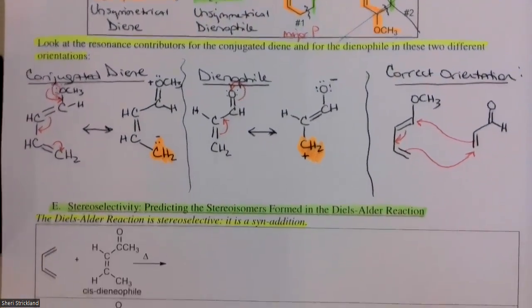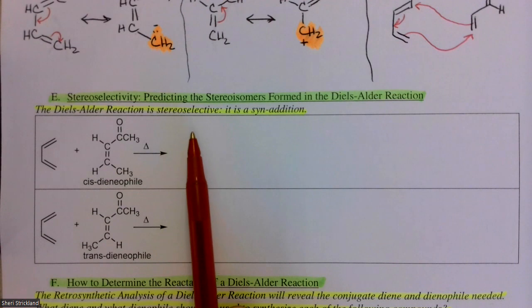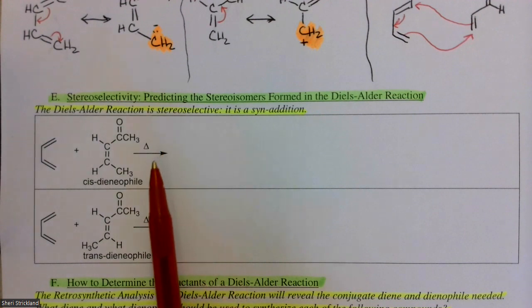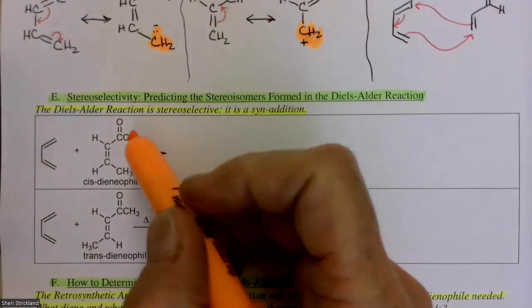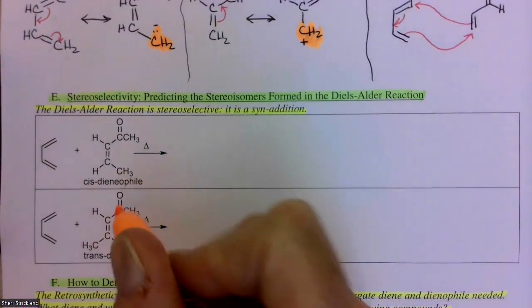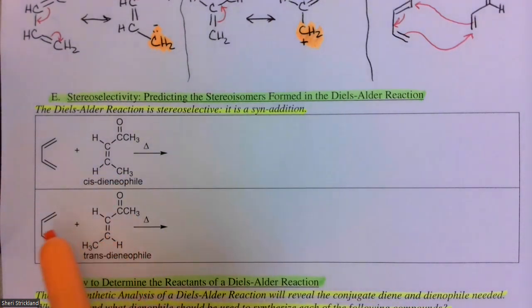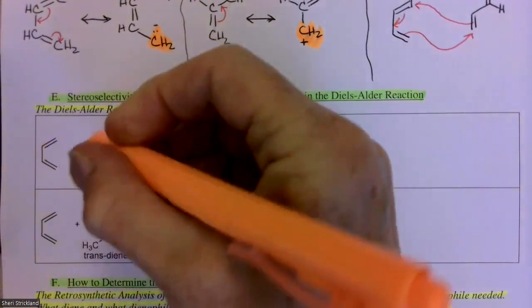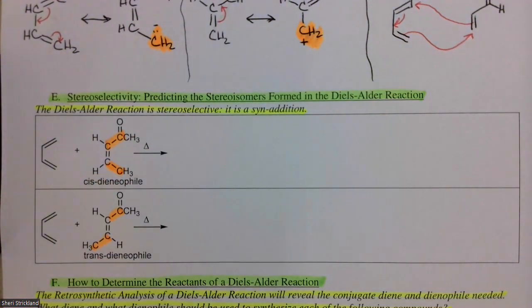Okay, so let's take a little bit of a look at the stereochemistry that's involved. Since the Diels-Alder reaction is a syn addition, it's stereoselective. One of the questions we're going to look at is, is it also stereospecific? Because I've got here a cis dienophile and I've got a trans dienophile. So I've got two different alkenes that are reacting with the same conjugated diene. And so what I want to know is, if we have the syn addition in both cases, do we make the same stereoisomers in both cases?